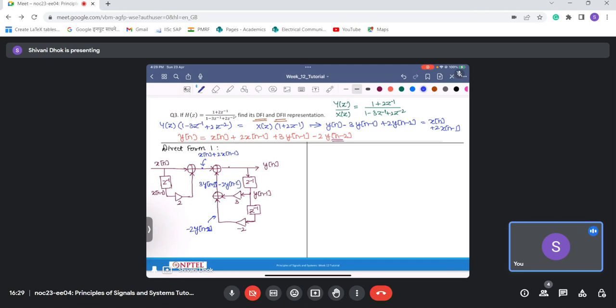Are there any questions in this direct form 1 representation? Direct form 1 actually stops with this. So you directly look at the difference equation and then you construct it.